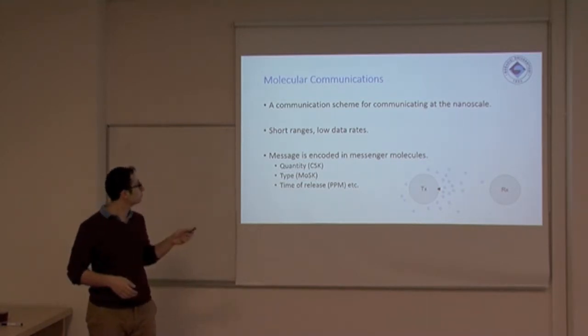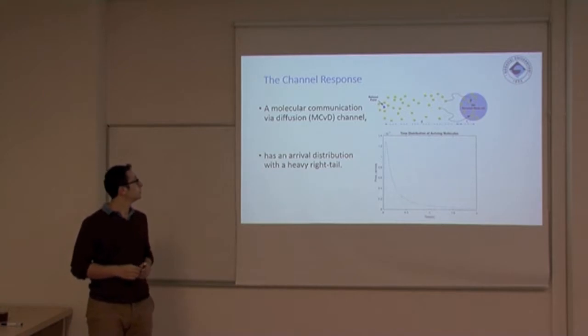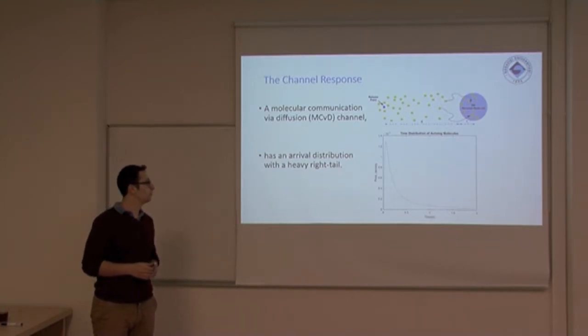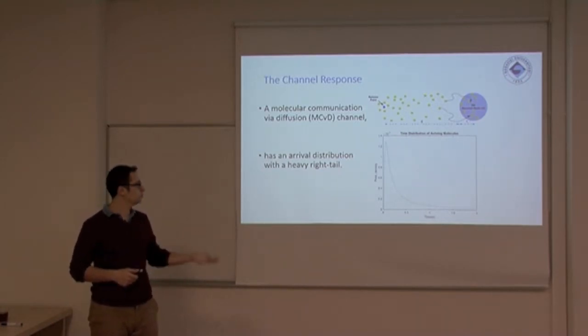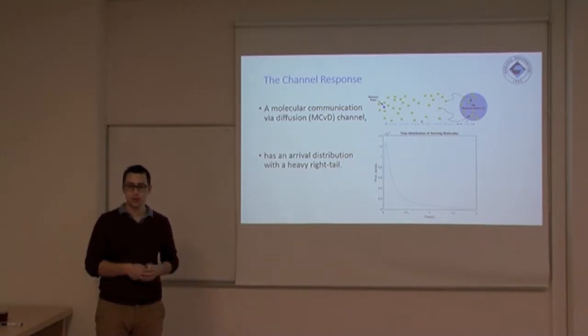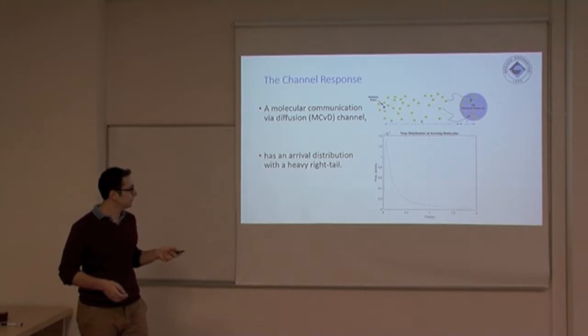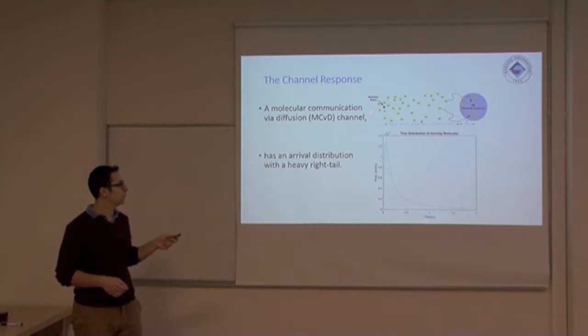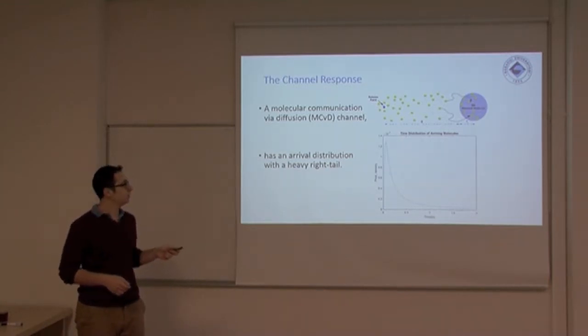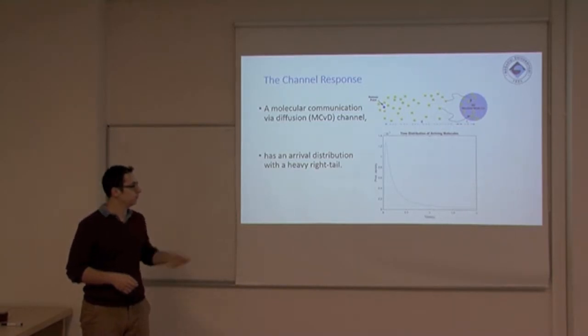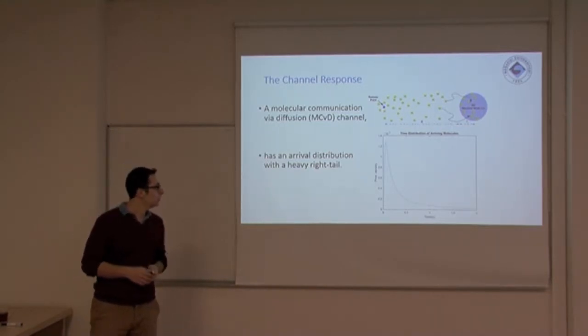Anyways, the channel response for a three-dimensional single transmitter, single receiver molecular communication via diffusion channel is like this. We have a distance of d between the closest point of the receiver node and the release point of the transmitter, and the receiver node has a radius of r sub r.